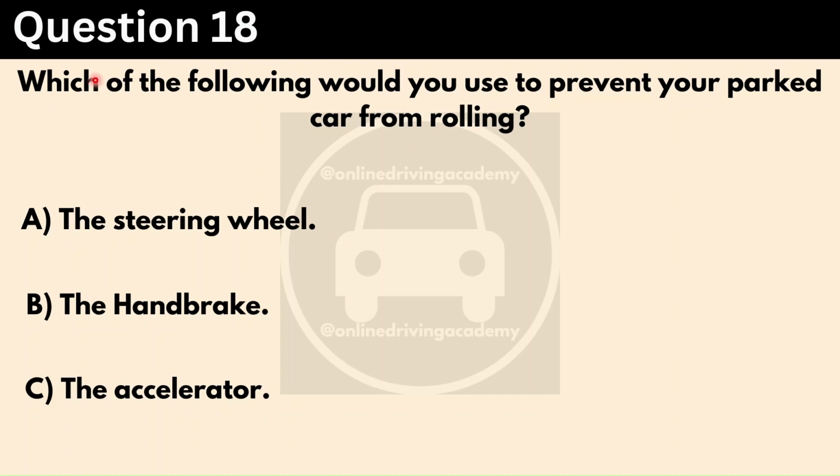Question 18. Which of the following would you use to prevent your parked car from rolling? Is it option A, your steering wheel? Is it option B, the handbrake? Or is it option C, the accelerator? The correct answer here would be your handbrake. So option B.